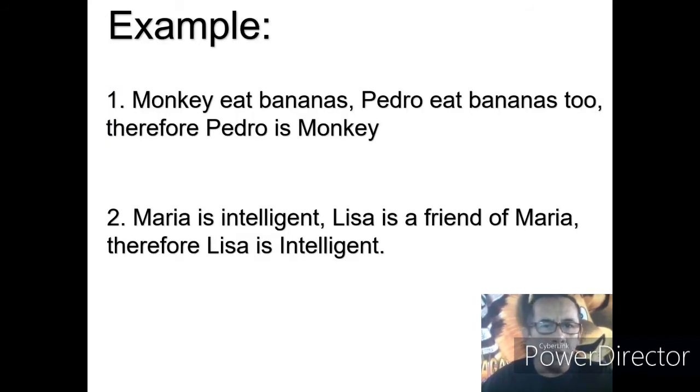Example of this is number 1. Monkey eat bananas. Pedro eat bananas too. Therefore, Pedro is a monkey. Number 2 is Maria is intelligent. Lisa is a friend of Maria. Therefore, Lisa is unintelligent.